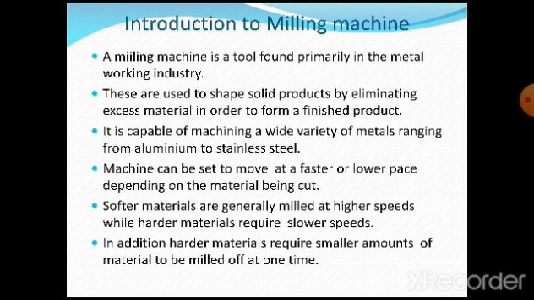Softer materials are generally milled at higher speeds, while harder materials require slower speeds. So we need to adjust the speeds with the help of the mechanism provided. According to the type of material to be milled, the speed is set. For softer materials we go for higher speeds, and for harder materials we go for lower speeds.